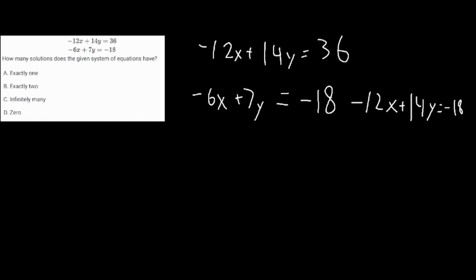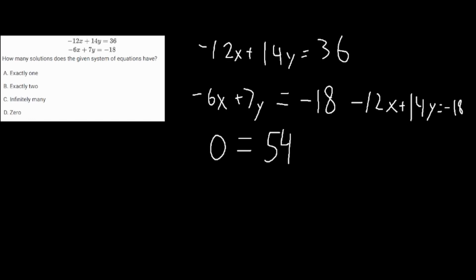So negative 12 minus negative 12 is 0x. And then 14 minus 14 is also 0. So 0 on the left side. And then we'll take 36 minus negative 18, which is equivalent to 36 plus 18. And that will give us 54. Now, that is a bit of an odd statement. 0 equals 54. The last time I checked, that is not true.